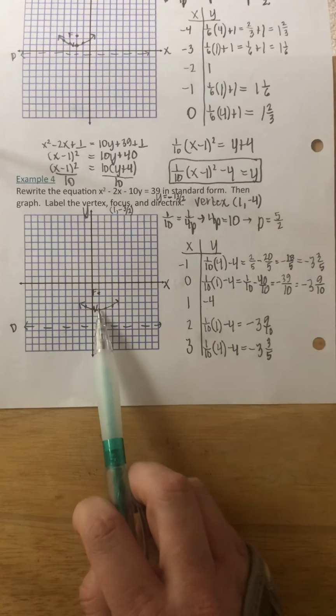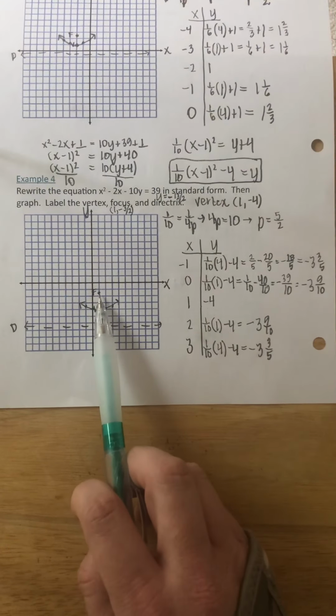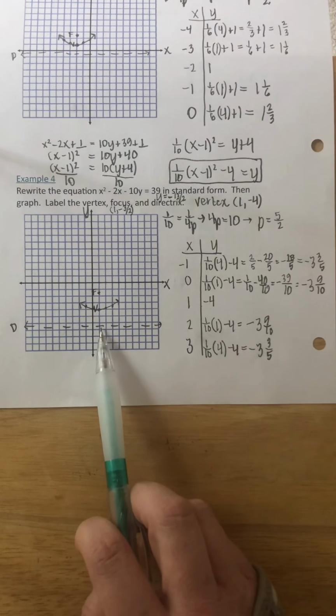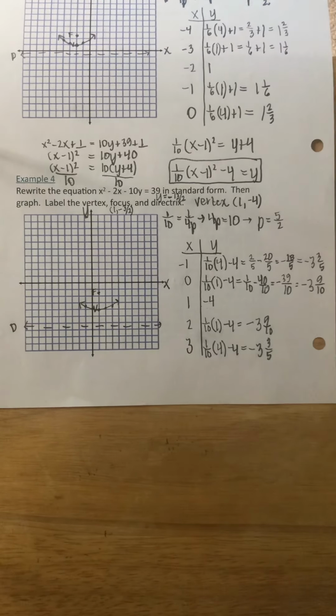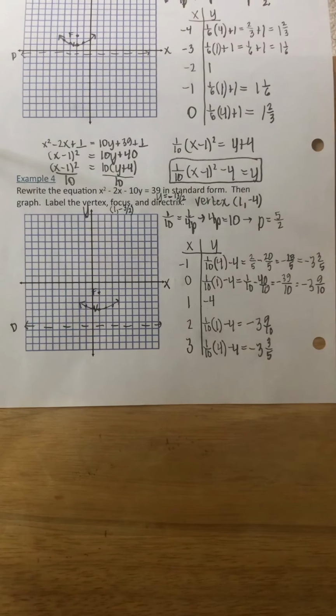My focus was 2.5 spaces above it. My directrix was 2.5 spaces below it. And I did my table of values to come up with what my parabola should look like. So hopefully you guys are feeling pretty confident about that. So let's move on to the last couple of examples.